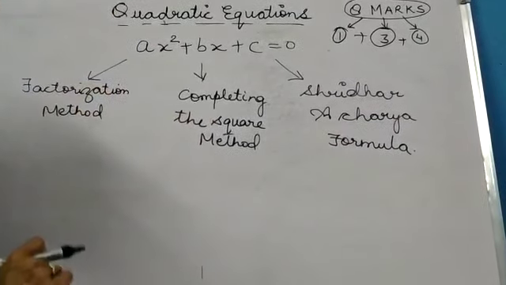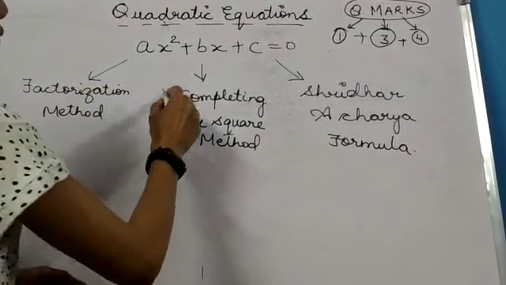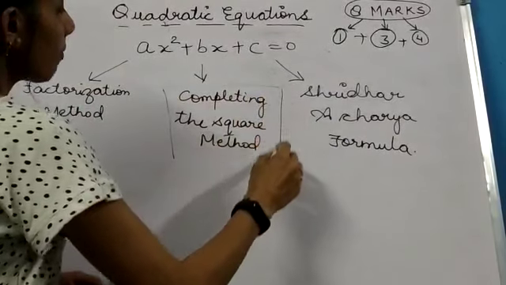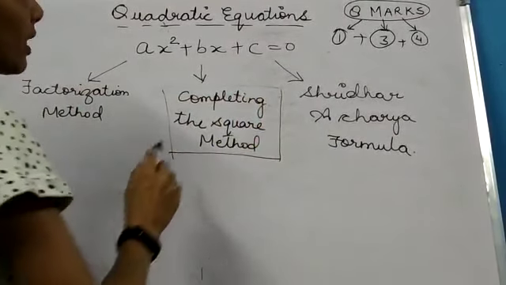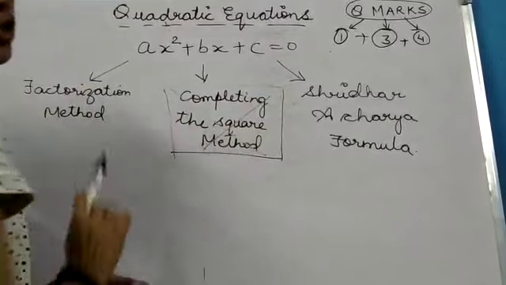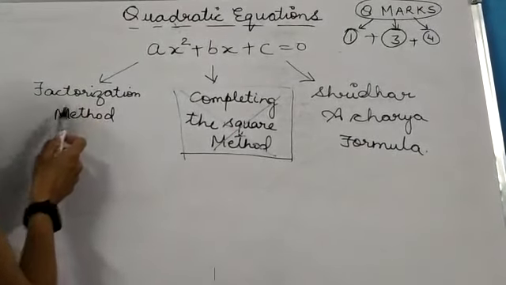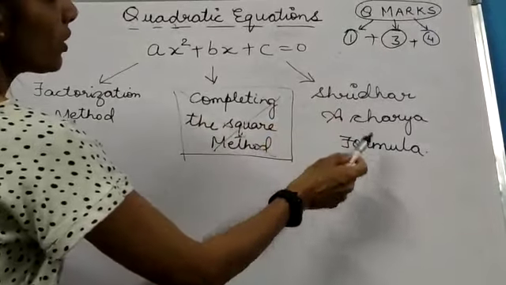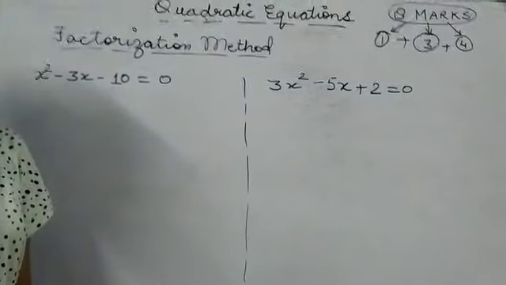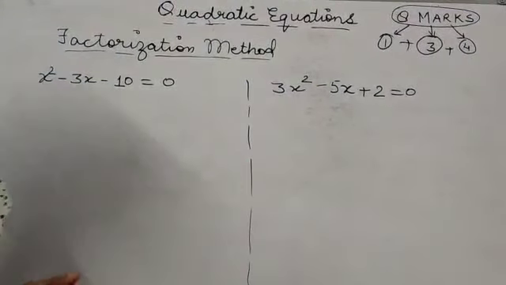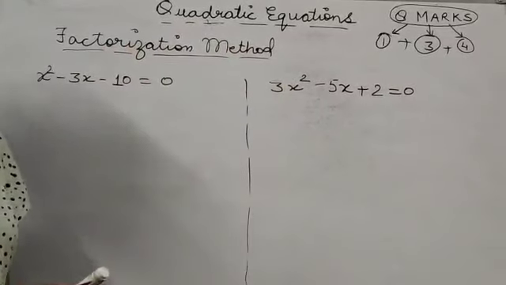Children, you will be glad to know that in your CBSE course, completing the square method has been deleted. So you will be calculating two values of x by factorization method and by Sridhar Acharya formula. Let's first discuss factorization method.